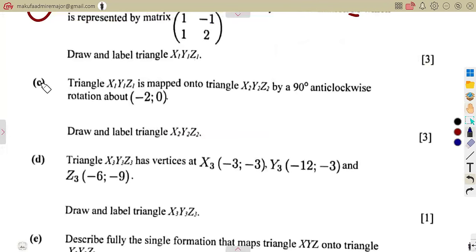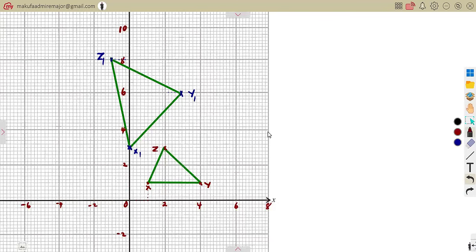The same thing on C, triangle x1 that is mapped onto this by a 90 degrees anti-clockwise. It's a rotation, this one, about minus 2, 0. That's the center there. So you also do the same thing to draw this. That is 90 degrees anti-clockwise, and you are given the center, which is minus 2, 0.